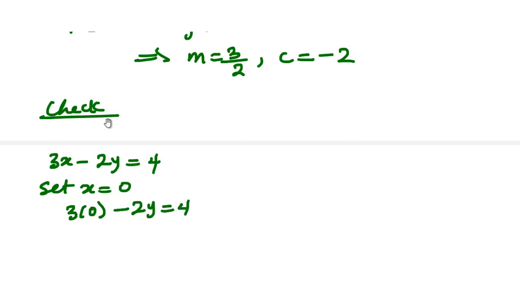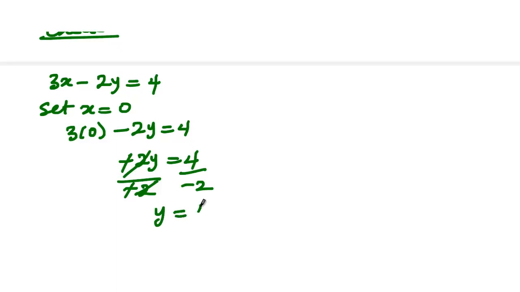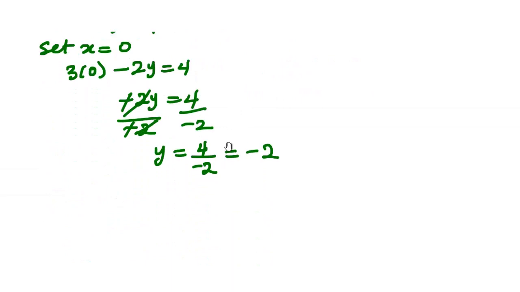All right. So 3 times 0, that is 0. So minus 2y is equal to 4. Divide both sides by the coefficient of y, which is minus 2. This cancels this. Minus also cancels minus. So we have y is equal to 4 over minus 2, which is equal to minus 2. So you can see that the intercept on the y-axis is minus 2, which corresponds to c in this particular case. So that is that about that.